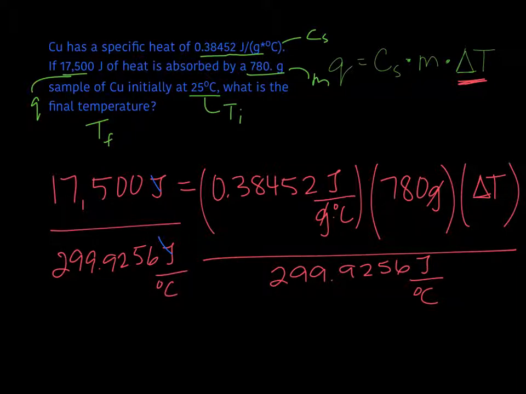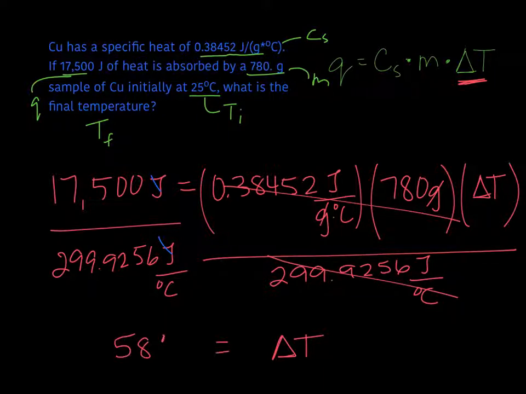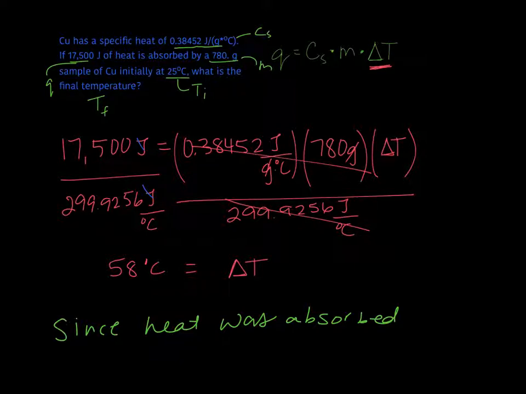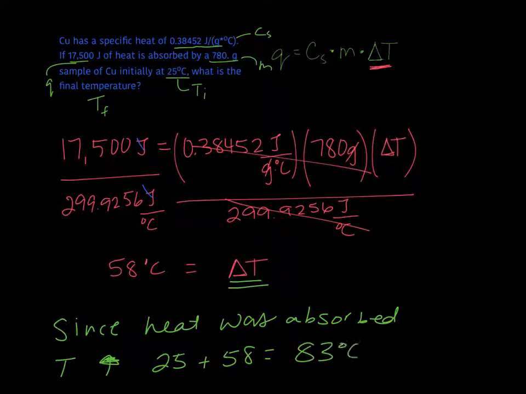So joules cancels out. Now, the denominator of a denominator is a numerator. If you need help with that, I can show it to you, but I'm not going to worry about it right now. And so I get that my change in temperature is equal to 58 degrees Celsius. And so since heat was absorbed, the temperature should go up. And so if we start at 25 degrees and it has an increase of 58 degrees, that means that we're going to end at 83 degrees Celsius.